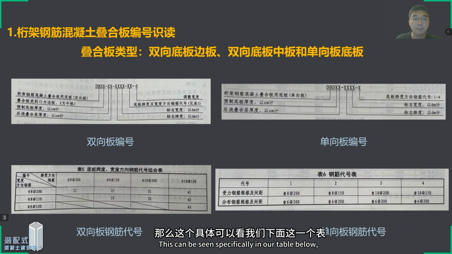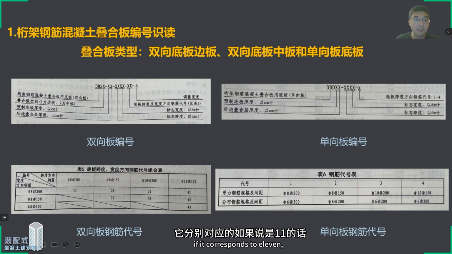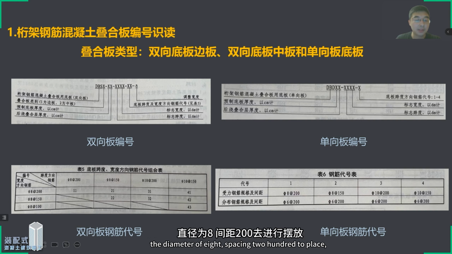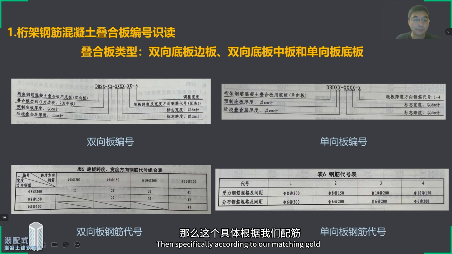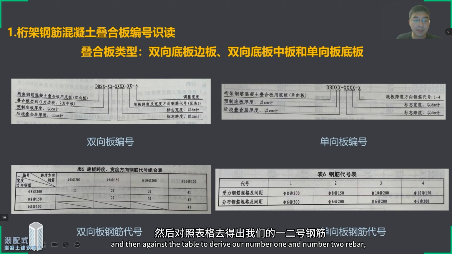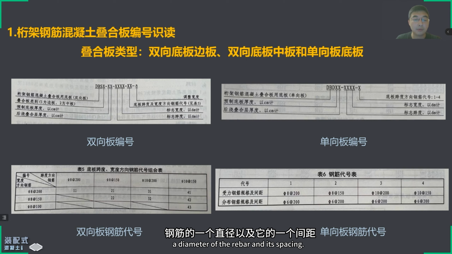This can be seen specifically in our table below. If it corresponds to 11, then its span direction rebar is diameter 8, spacing 200. The width direction is also diameter 8, spacing 200. Specifically, according to our matching number, we look against the table to derive our number 1 and number 2 rebar, that is, the rebar diameter and spacing in the width and span directions.